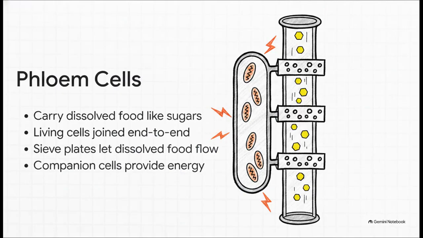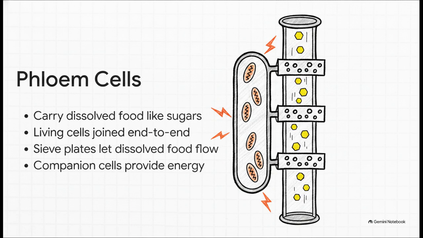Then you have the phloem cells. These guys transport the dissolved food, like sugars and amino acids from photosynthesis, wherever the plant needs it. These are living cells stacked end to end. The walls between them actually break down into these holey structures called sieve plates, letting the sugary sap just flow right on through. But here's the fascinating trade-off.